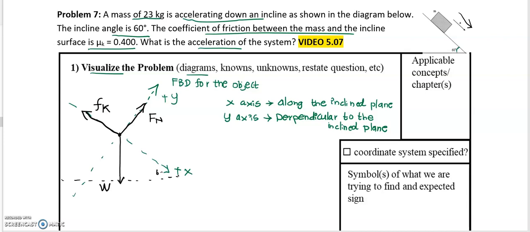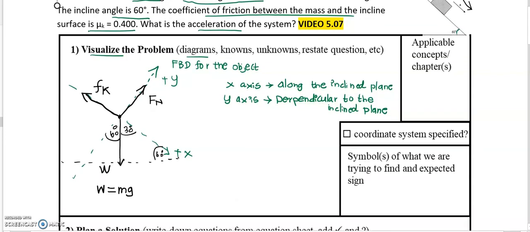And let's understand the angles. The angle of the incline is 60 degrees. And the angle between the weight and the y-axis is also 60 degrees. You can see the right triangle here, and 60 degrees is the angle between the weight and the y-axis. So the weight W is equal to mg. The mass of the block is 23 kilograms. And we know the coefficient of kinetic friction, 0.4.